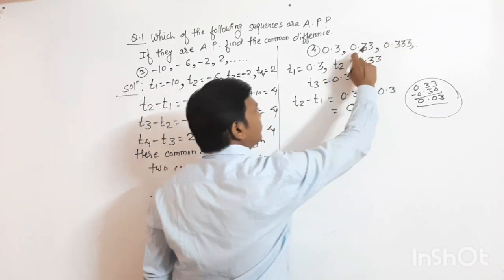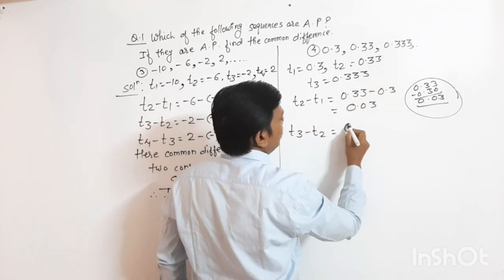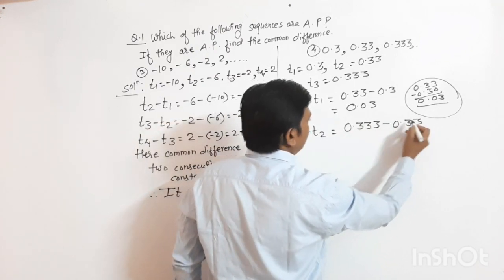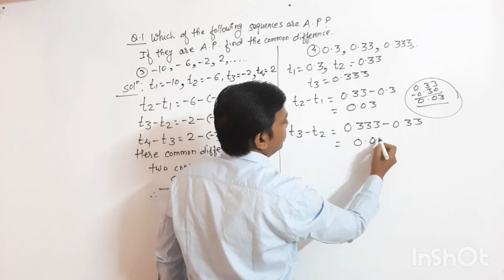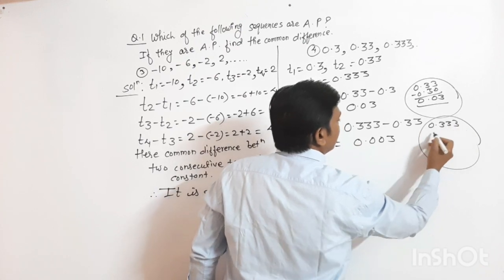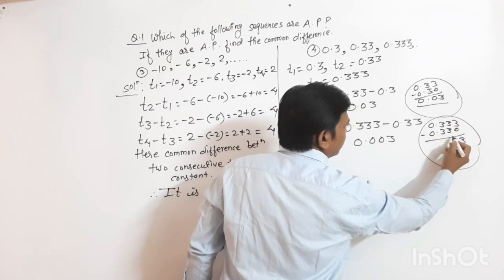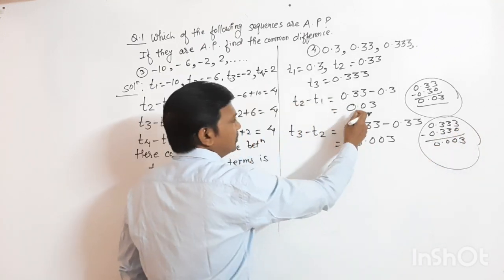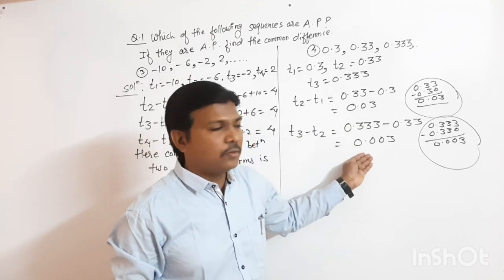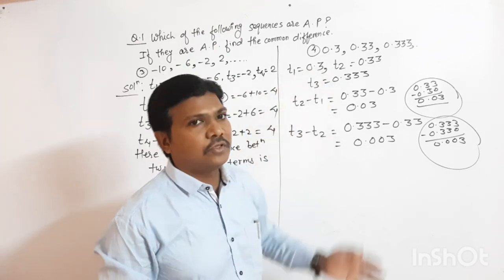Then third term minus second term means T3 minus T2. So third term is 0.333 minus 0.33. So its answer is 0.003. Check: 0.333 minus 0.33, so this is 3, 3 minus 3 is 0, 0, 0. So see, the first common difference is 0.03 and second difference is 0.003, means it is not equal. So this sequence is not in AP.